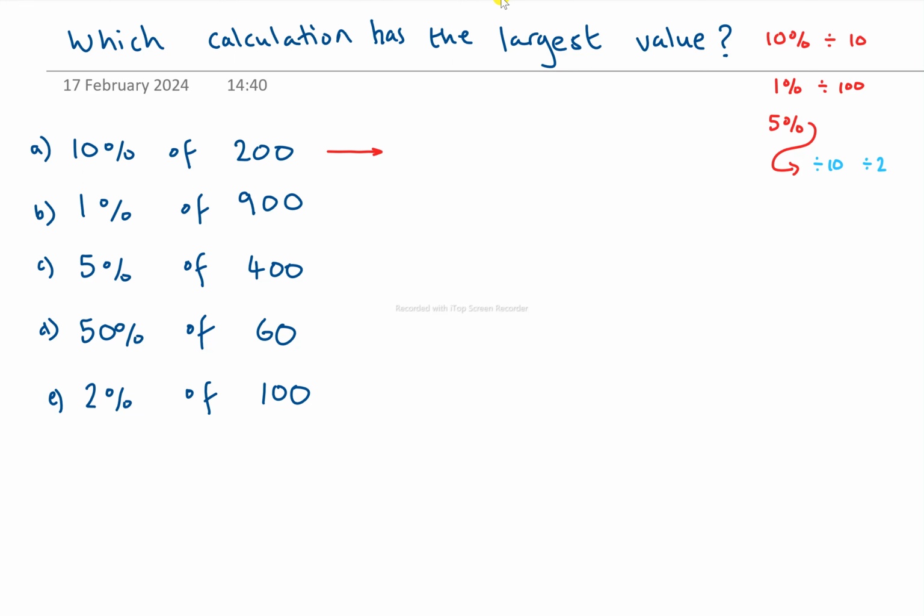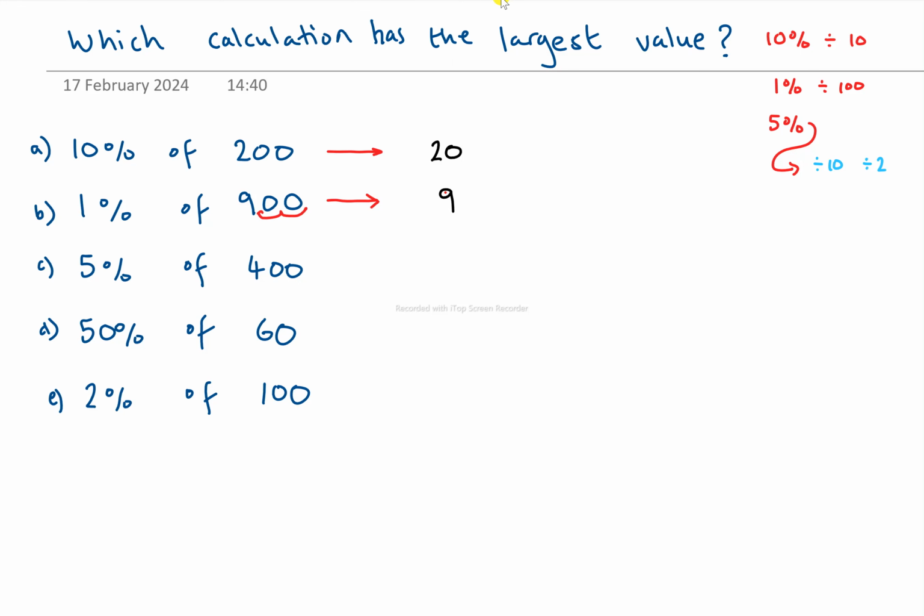Right. 10% off 200 is 20. 1%, you move the decimal place back 2 places, so that answers 9. Let's do it that way, 9.